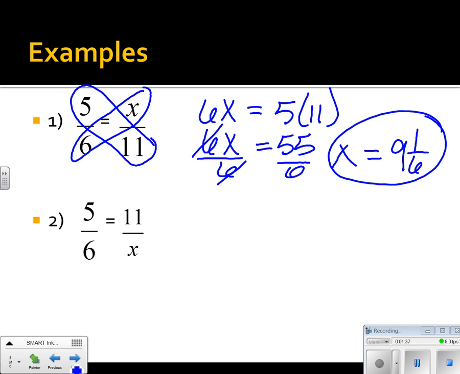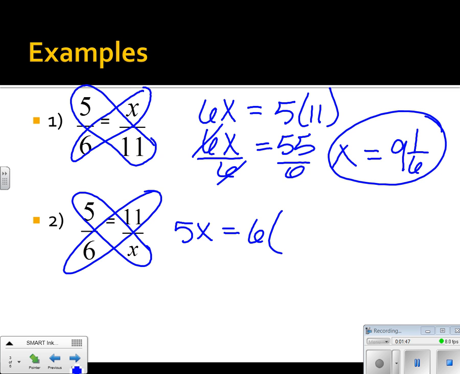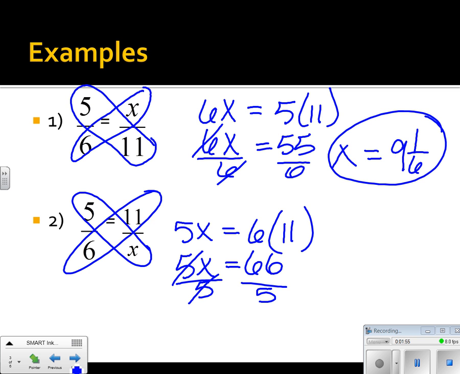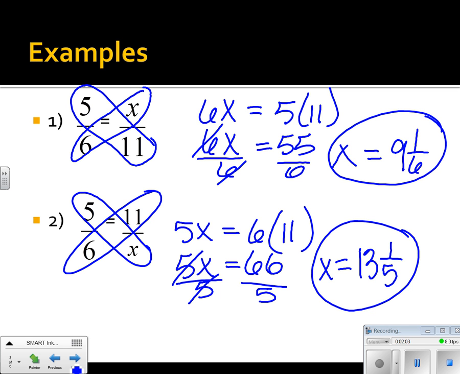Number 2, 5 to 6 is the same as 11 to x. So if we use cross products here, we have 5x is the same as 6 times 11. So 5x is the same as 66. So x is 66 over 5, which would be 13 and 1/5 as a mixed number.